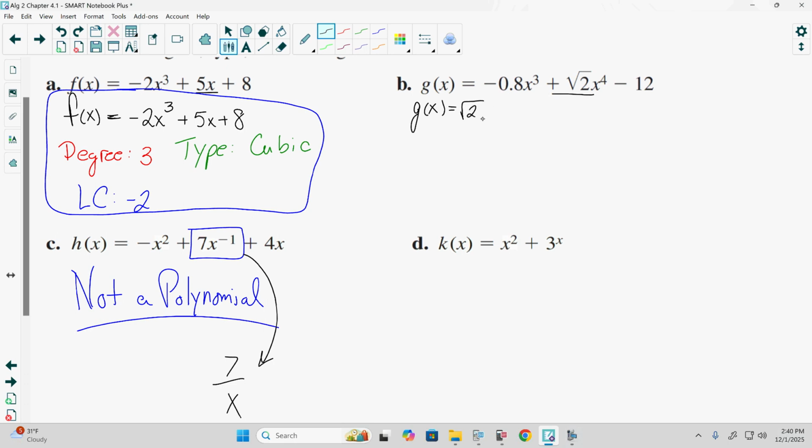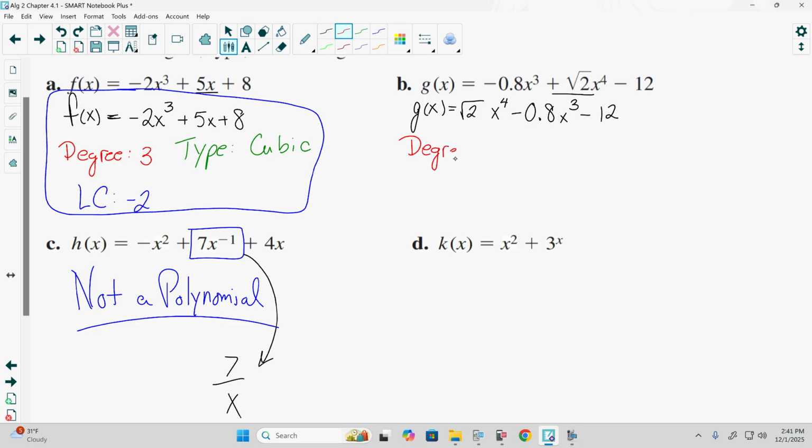So we'd have square root of 2 x to the fourth first. Our x to the fourth term would go first. It's the variable with the biggest exponent. Then our x to the third term would go second, negative 0.8 x cubed. Our next term would be our x squared term, but we don't have one here, so we're not going to list the x squared term. Our next term would be x to the first, or our x term. Again, we don't have an x term. And the last term is our constant. So square root of 2 times x to the fourth minus 0.8 x cubed minus 12.